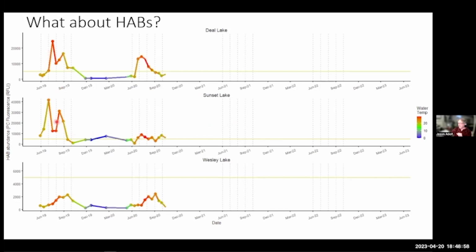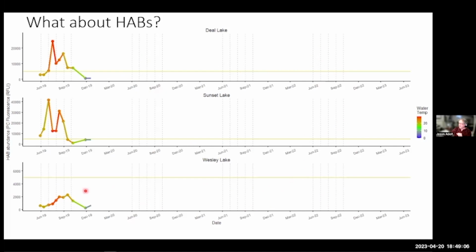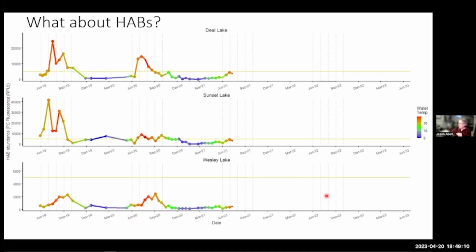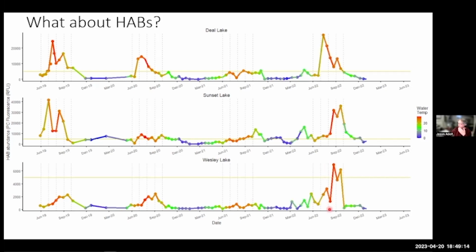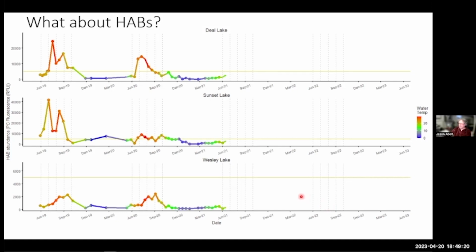Sunset Lake has not been as consistent, but has come and gone in different years. It had a late bloom this year, later than a Deal bloom. And Wesley Lake never really had blooms in the past, but this year, for the first time in our observation, has gone over the threshold. Just a little bit. But that's certainly interesting.